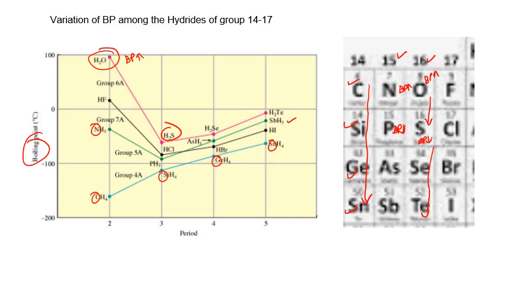Similar trend again for the 17th group. We can see the boiling point of HF is very high, and then it is going down for chlorine compared to HF, and then it is gradually increasing.